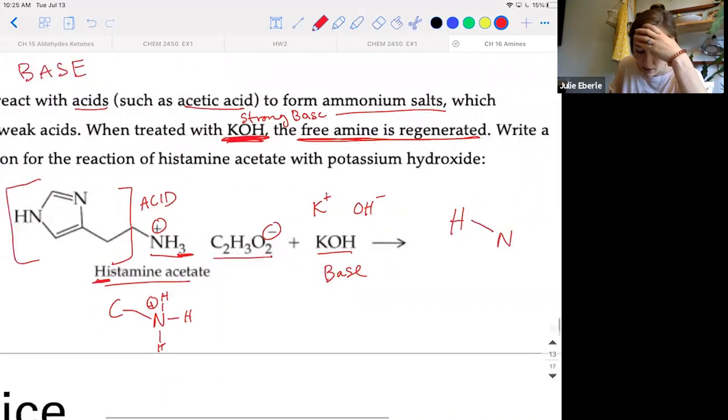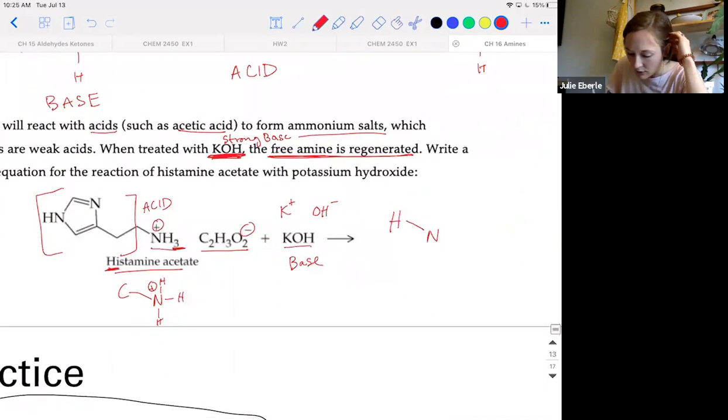The free amine, though, will look like this. It's confusing that I wrote another H over here for histamine, so I'm actually going to say HIST, histamine. Okay, this is the rest of the histamine molecule. So this is the free amine. Okay, so how did we get that?